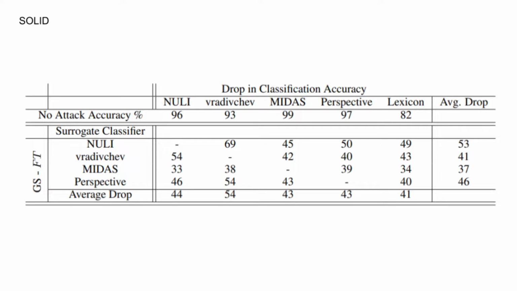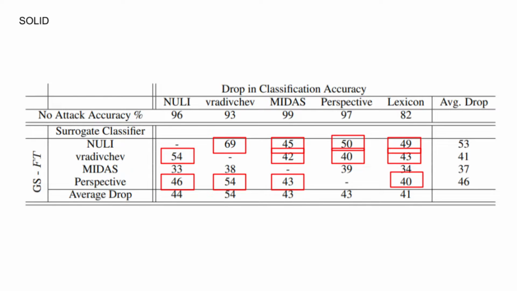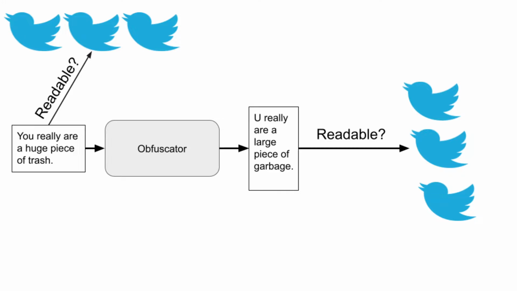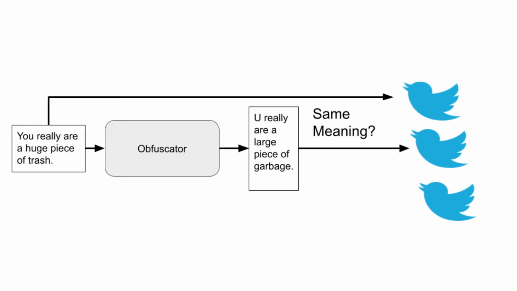For the solid dataset, we observed similar success of attacks for our approach. Specifically, 75% of attacks cause a drop of 40 or more, and all attacks cause a drop of at least 33. For readability, we asked 3 crowd workers to annotate 50 tweets which were modified by our approach. For comparison, we also asked additional crowd workers to evaluate the readability of the original text. For semantic integrity, we asked 3 different crowd workers if the modified text conveyed the same meaning as the original. Finally, for each tweet, we combined the crowd workers' votes by taking a majority vote.